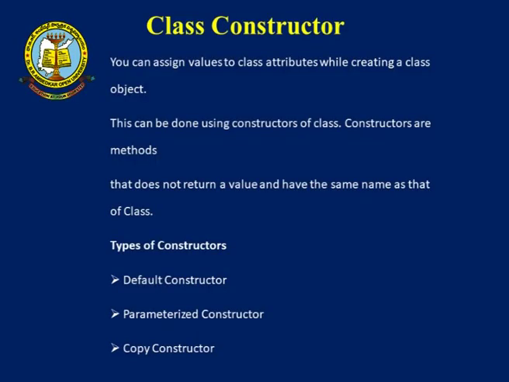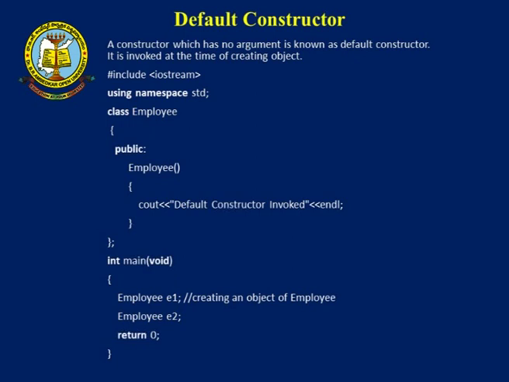We have three types of constructors in C++, and not only in C++, you can have these three constructors in any language. First is the default constructor, second is the parameterized constructor, third is the copy constructor. We will discuss them one by one. First we will discuss the default constructor.